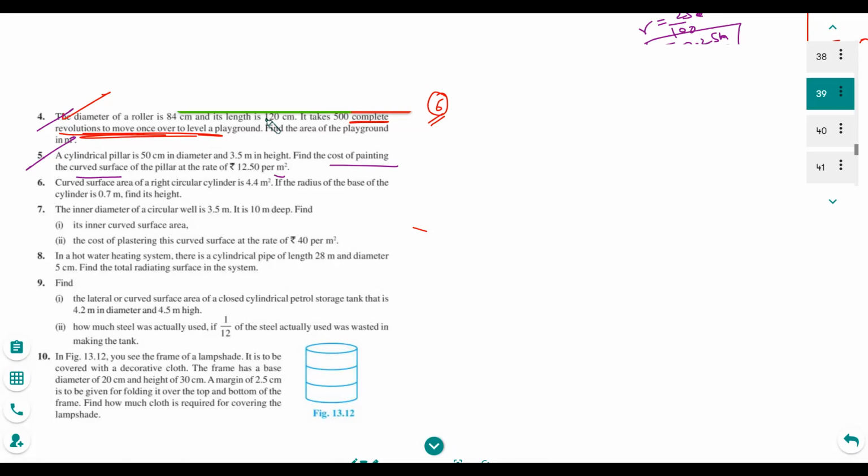Now I'm going to ask this question to Yash. How much distance is covered in one revolution of a cylinder? This is a question from the previous session. If you remember, we did a kind of experiment. What is the distance covered in one revolution of a cylinder? 2 pi r h. Very good. 2 pi r h is equal to the curved surface area.